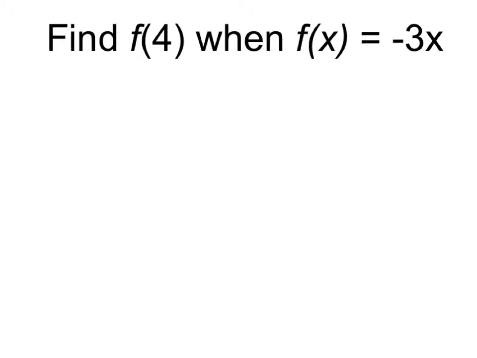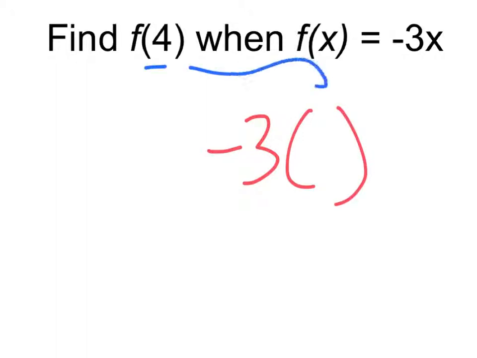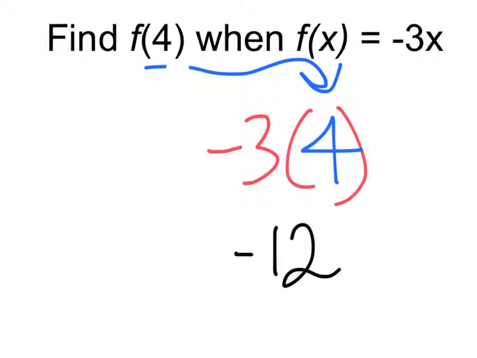So here we have our first problem. It says, find the function of 4 when the function of x equals negative 3x. So what we're going to do is take this 4, and where it says the x, we're going to simply plug it in. So I'm going to rewrite the negative 3. Instead of the x, I'll do open parentheses, and then I'll take this 4 right here and pop it right in there. And when we do, we simplify. Negative 3 times 4 is negative 12. So the y we figured out equals negative 12.